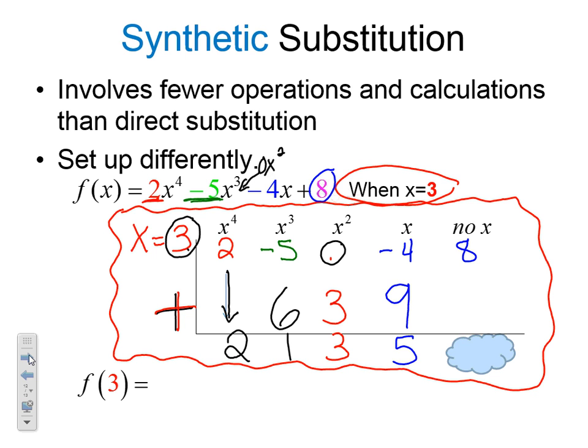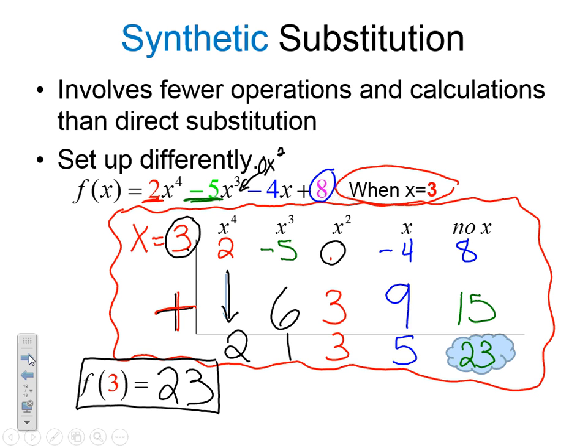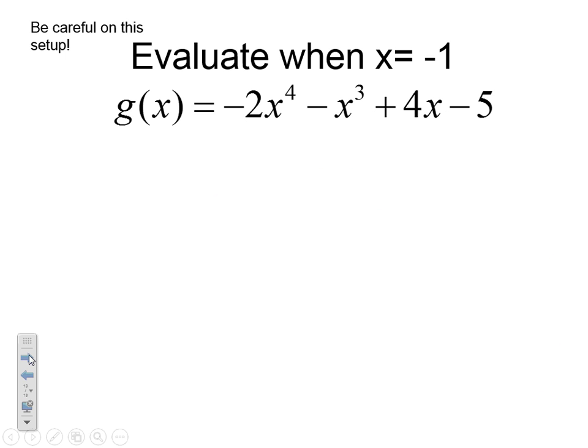Now, here, we're going to take 3 times 5, and 3 times 5 is 15. We add 8 and 15, and we're going to get 23. Okay? When we end here, this beautiful little cloud lets us know that's our answer. So f of 3 is 23. And that is our answer. We're going to do one more like this. We're going to set it all up, and then we're done.